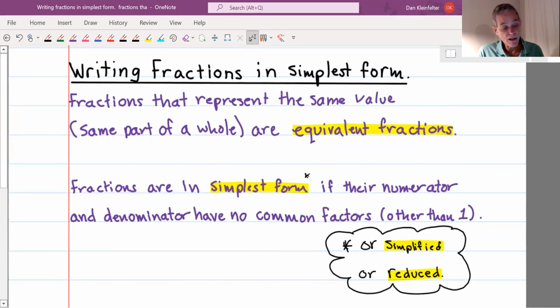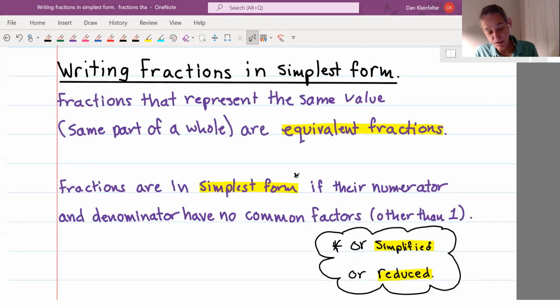This part is on writing fractions in simplest form. Fractions that represent the same value, that is the same part of a whole, are called equivalent fractions. Some people say equal, but it's more common to hear people say equivalent. Fractions are in simplest form if their numerator and denominator have no common factors other than 1.